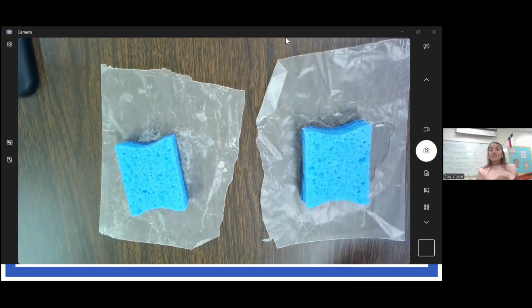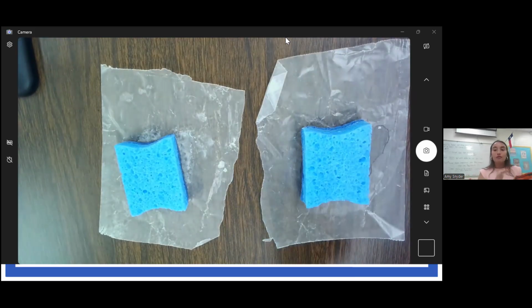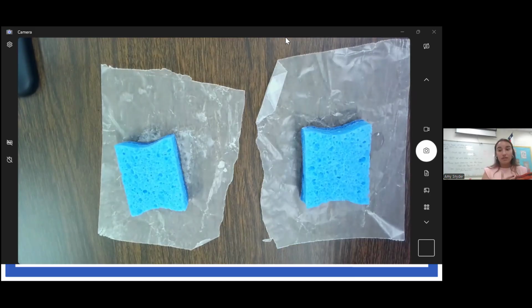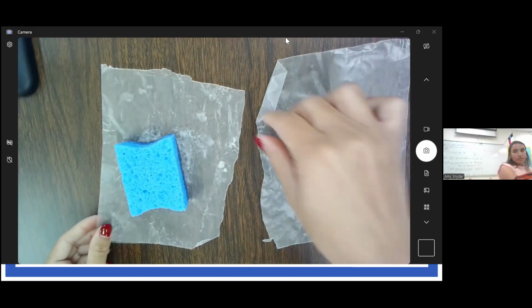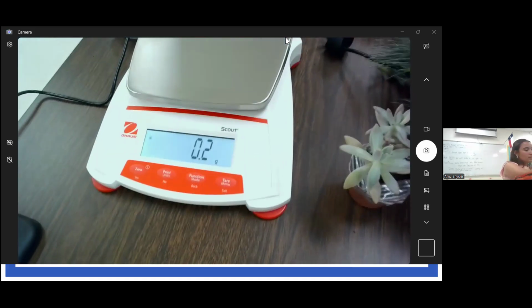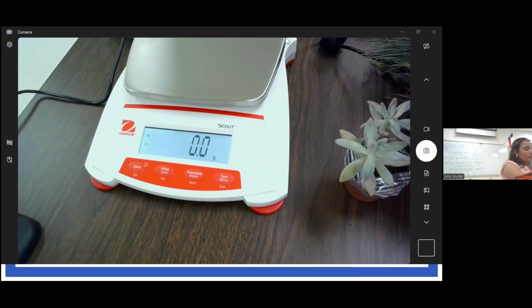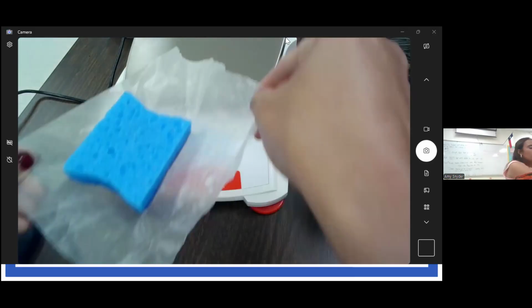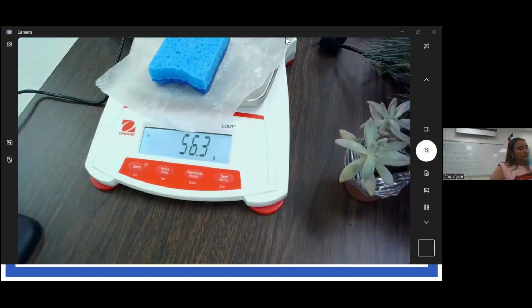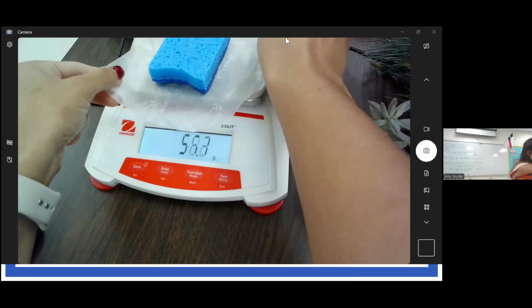All right. So now you'll take the mass of both of the sponges with the wax paper. So I'm going to take the mass. Here's my digital balance. Zero out. Okay. So I would take the mass. So 56.3 grams, I would record that in my notebook for day 1.